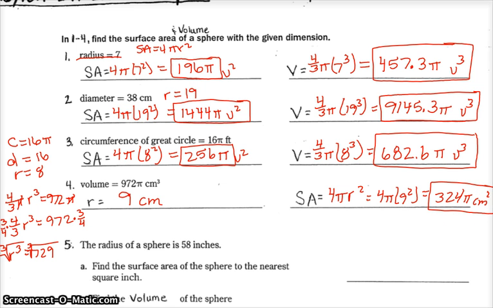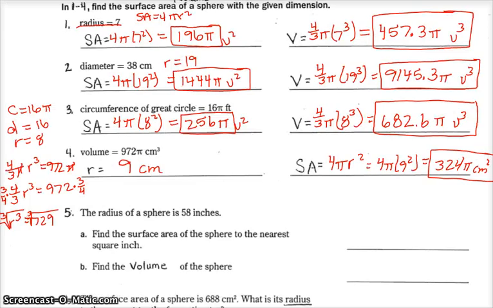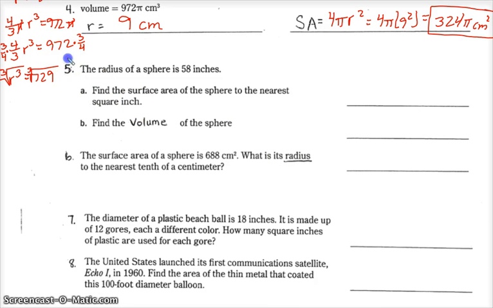All right, now it's your turn. I'd like you to try questions number 5 and 6. For question 5, it's asking you to find the surface area and the volume to the nearest square inch, which means please multiply pi into your answer. Don't fret, the answer should be a decimal. Once you found your answer, check it.